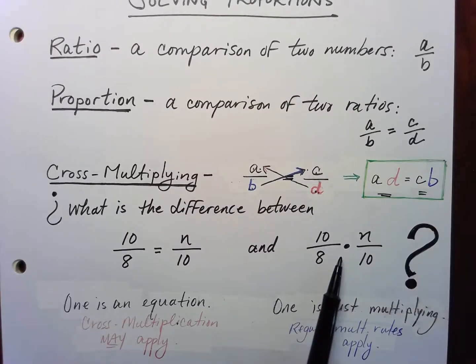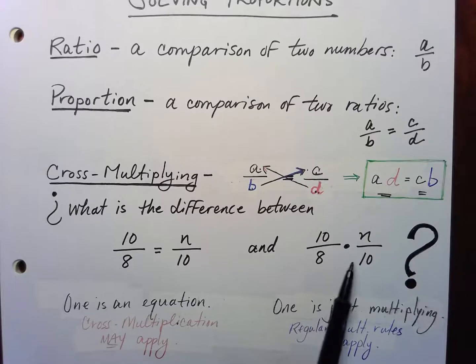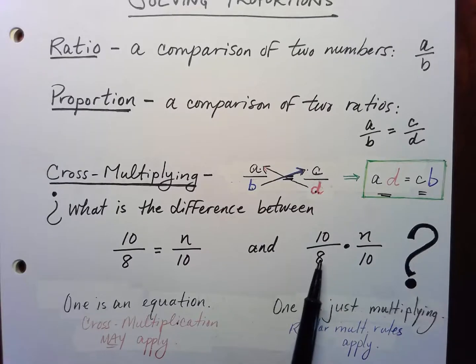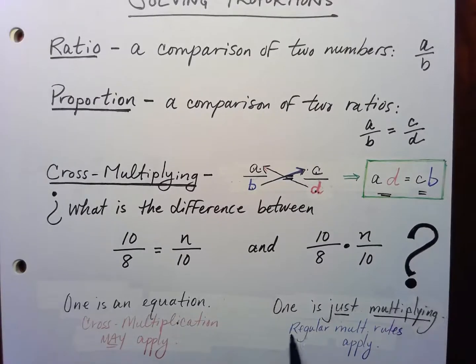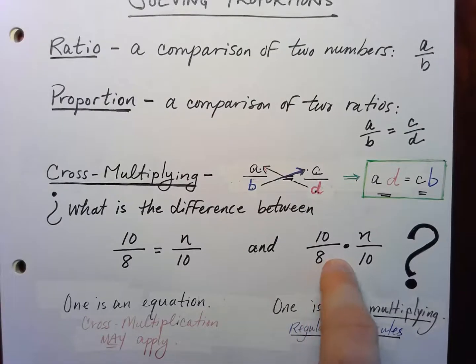This is not an equation. This is simply multiplying two fractions. So you have a fraction, which is division, obviously, but then you're just multiplying it by another fraction. This is just multiplying, and so your regular multiplication rules apply. We're not doing any cross multiplying for this scenario because it's not a proportion. Okay, and you can only cross multiply when you have two things that are equal to each other.